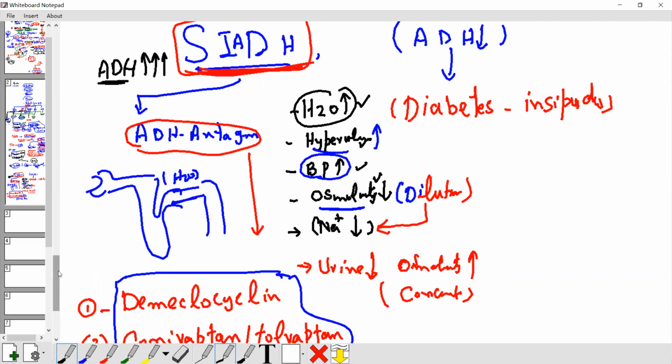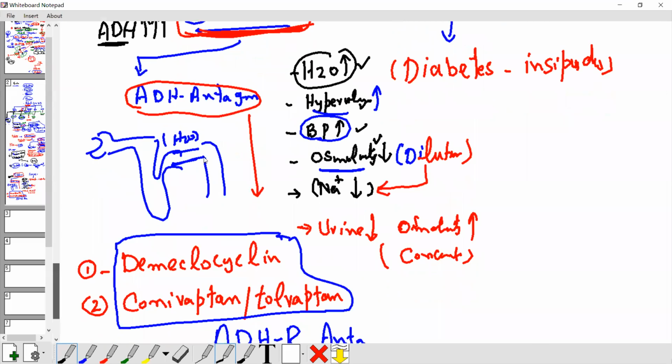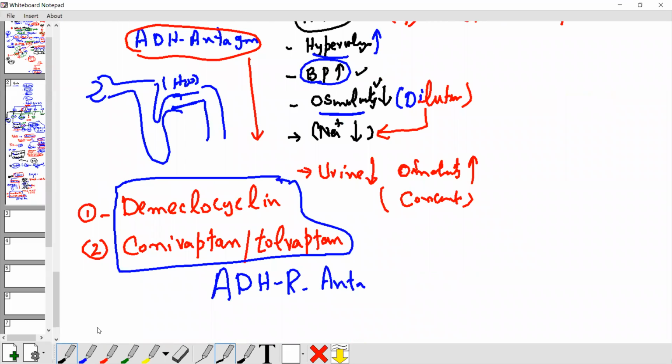You can block the action of ADH on the collecting duct, not allowing ADH to work on the kidney. Understand? So we can use demeclocycline, conivaptan, and tolvaptan. What are these? These are the ADH receptor antagonists. Okay. Now move on to this side.